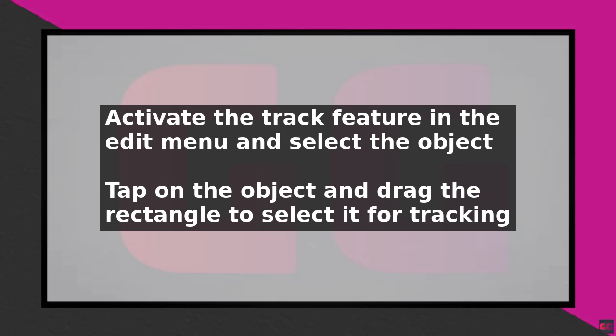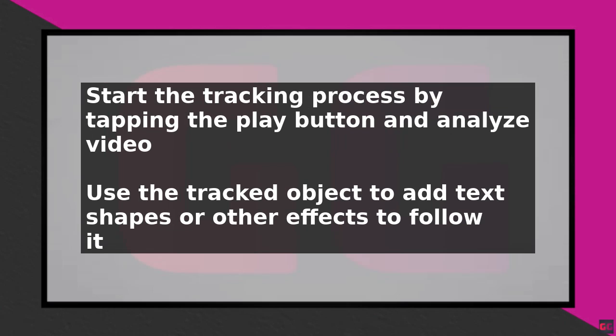the screen. To start tracking, tap on the object or person you want to track and drag the rectangle around it to select it. You can adjust the size of the rectangle by pinching your fingers. Once you have selected the object, tap the play button to start the tracking process.